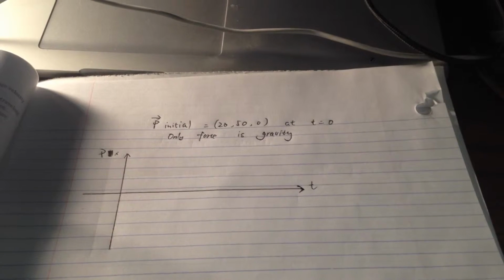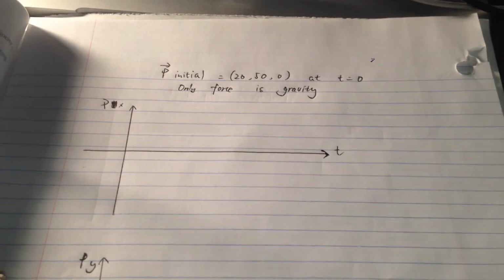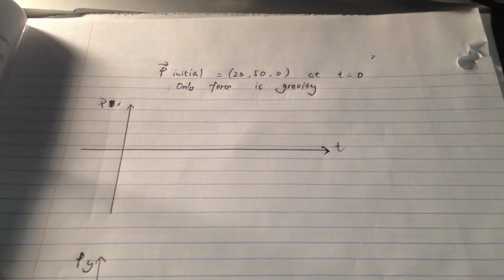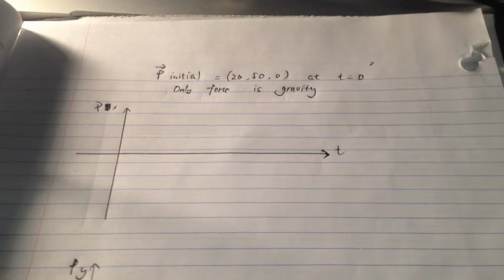On the graphs below, sketch the x component and the y component of the momentum of the tugboat during its complete flight as a function of time. The only force acting on the tugboat is due to gravity. So we first look at the x direction of the momentum, which is 20 initially.